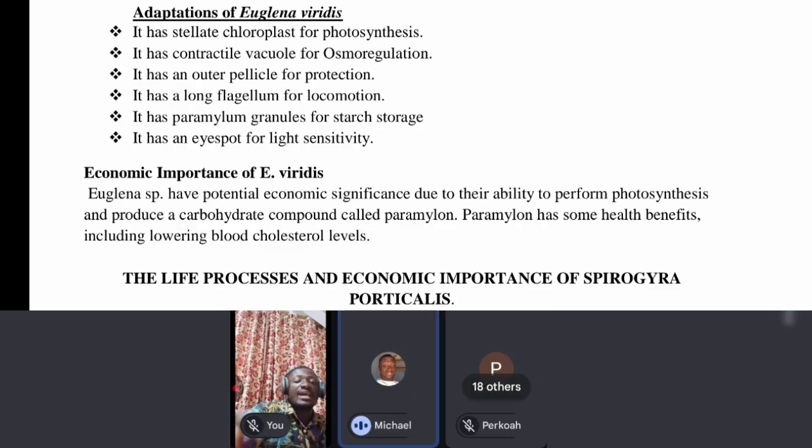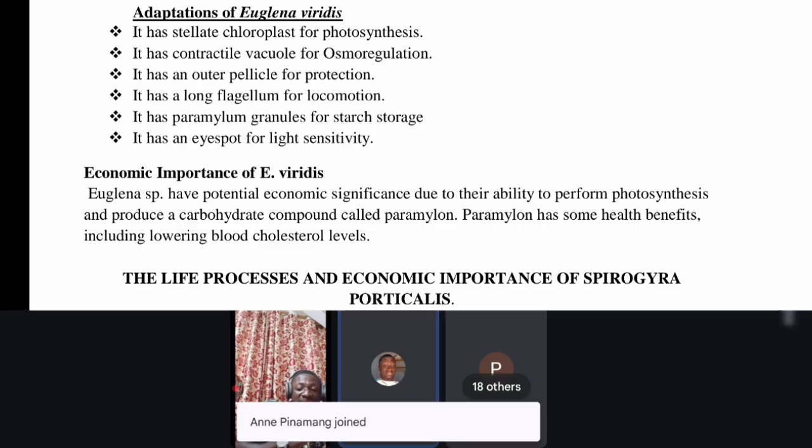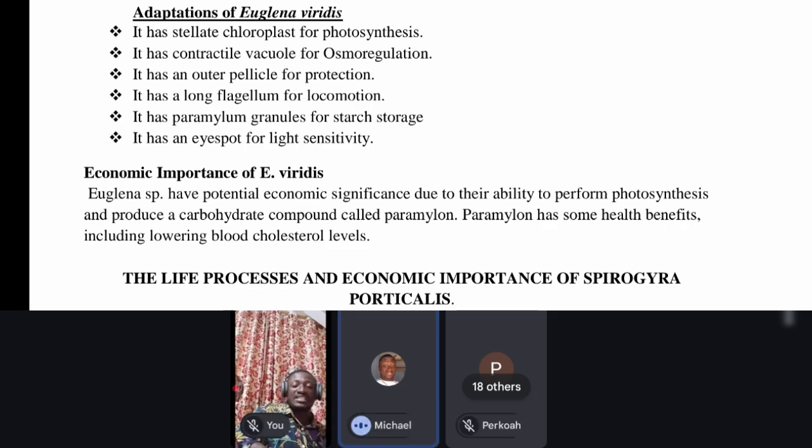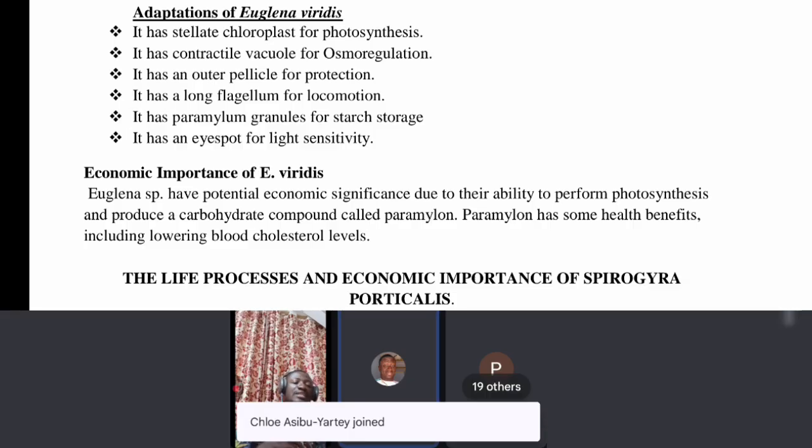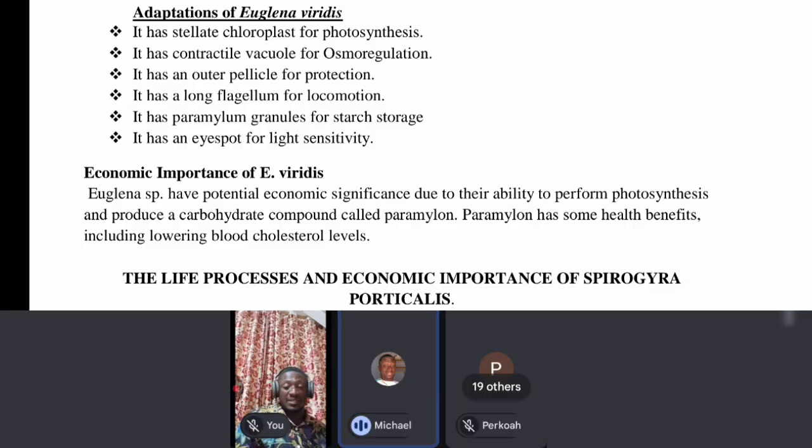So they are primary producers. Sorry, they can serve as consumers, and they are also producers. By producing their food, they make food available for other organisms. They also provide oxygen for other organisms in the water. So they perform photosynthesis and produce a carbohydrate compound called paramylon.